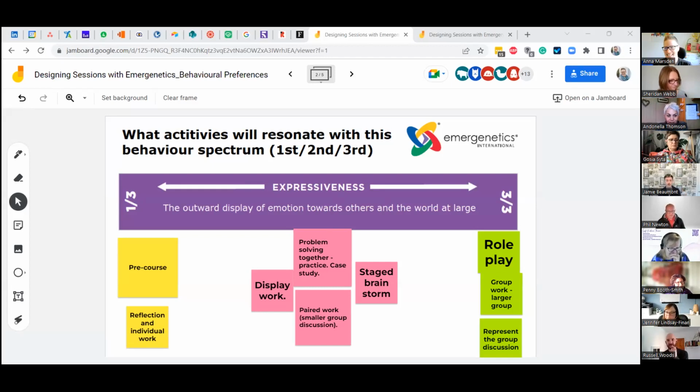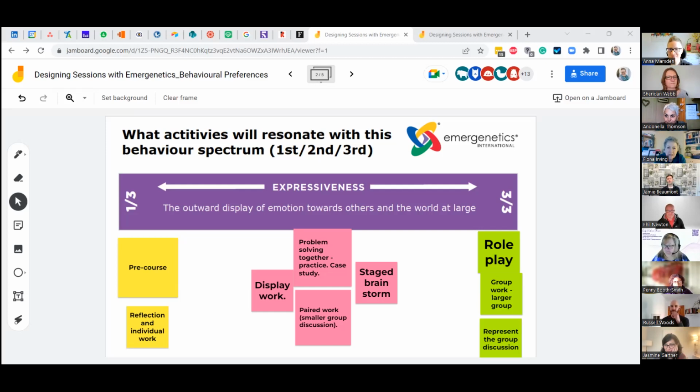Excellent. So on the left-hand side is very much reflective work, maybe a course up front before the session began. Give them plenty of thinking time so they knew what to expect. And then in the session, reflection, individual work. So giving them a minute to write their thoughts down and reflect on whatever it is we're discussing. On the right-hand side is very much the activist coming to play. So doing role plays, group work, maybe larger groups, and perhaps what I'm doing, representing the group discussion. We actually spent quite a bit of time in the end in the middle bit. Would anybody else like to talk through the middle bit?